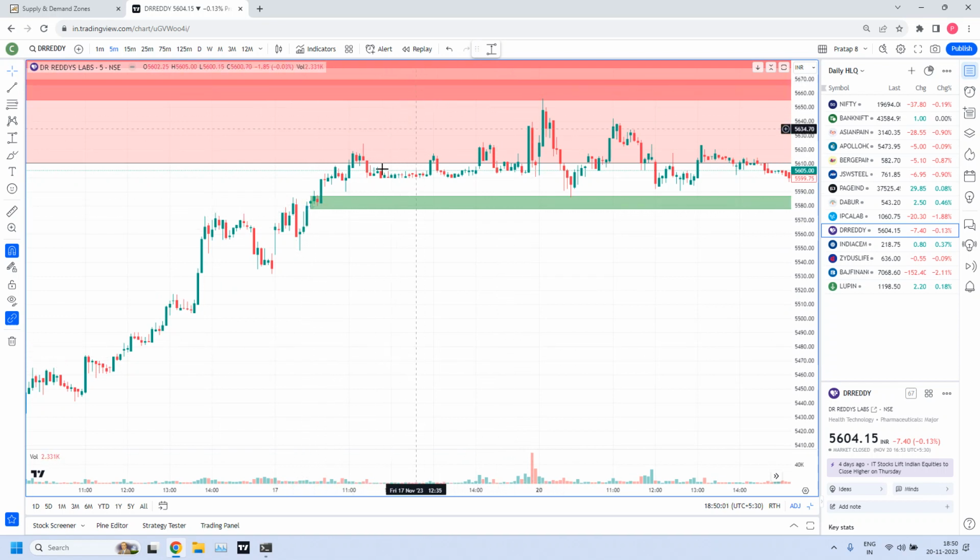Because this is a high liquidity 5 minutes, so this is a pure intraday trade. This is not a short term trade. Short term means mostly our target is 15 minutes. Because the high liquidity is 5 minutes, you cannot expect a target beyond 5 minutes.